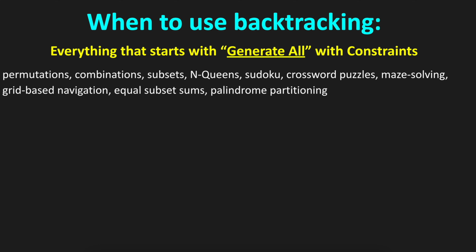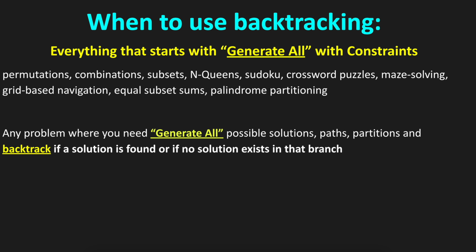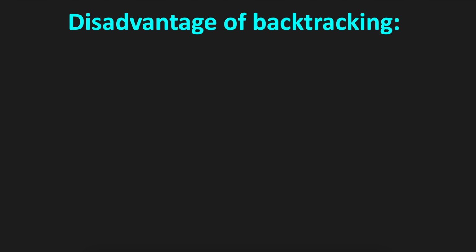Any case where we need to generate all possible options with some constraint, any problem where we need to generate all possible solutions, paths, partitions, and then backtrack if a solution is found, or if no solution exists in that branch. So we are defining our base cases. If we hit those base cases, then we start to backtrack from that branch. So what are the disadvantages of using backtracking?